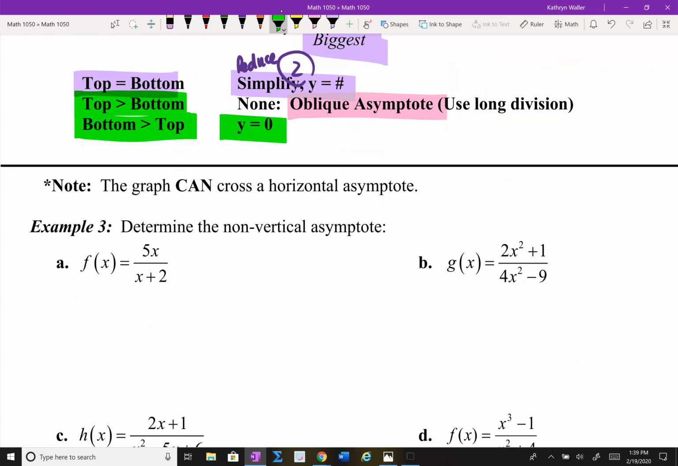Another thing that is very important that you understand is you can cross a horizontal asymptote. You know that vertical, never touch it. Horizontal, you can totally cross through it, okay? I'll go more in depth in a second.